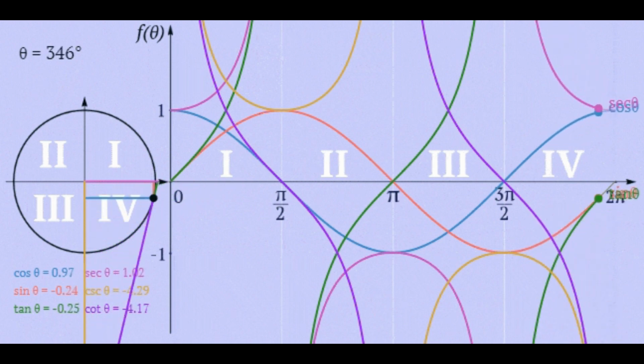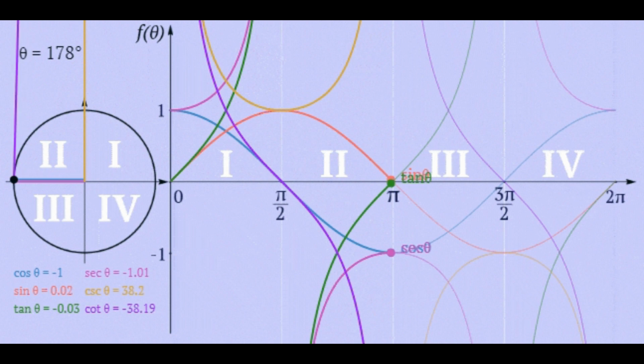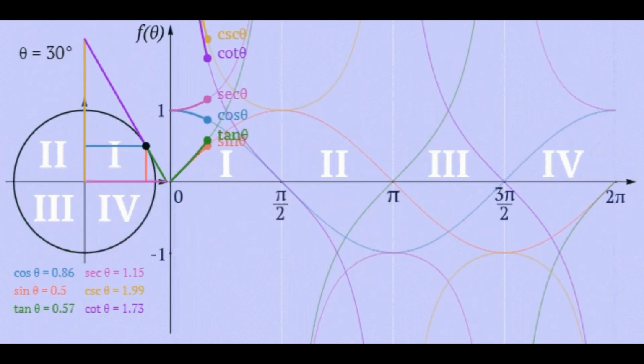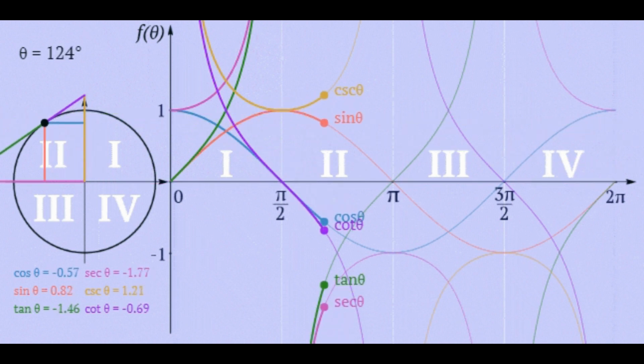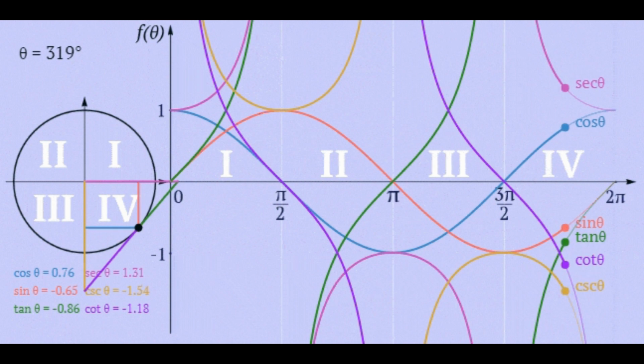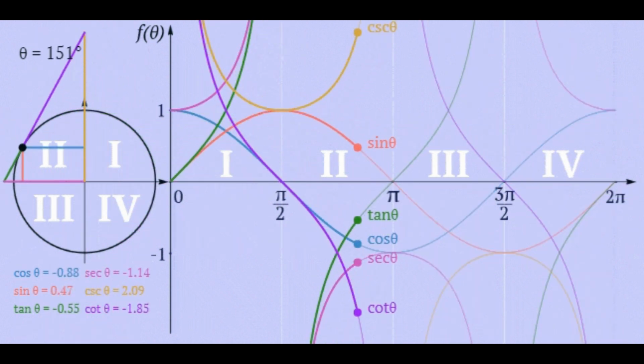So as the point moves on the circle, it also moves on the curves of all trigonometric functions, and we can easily observe the intersection of the curves at particular points. If you stop the video at a particular point, then for that particular angle you can easily observe the position of points on all the trigonometric functions at the same time.